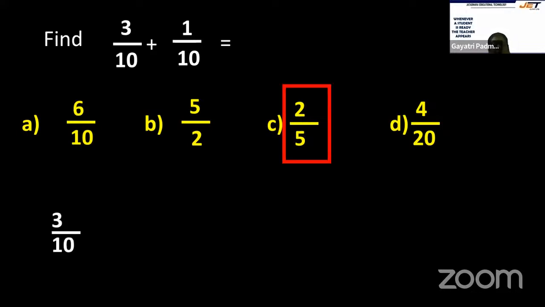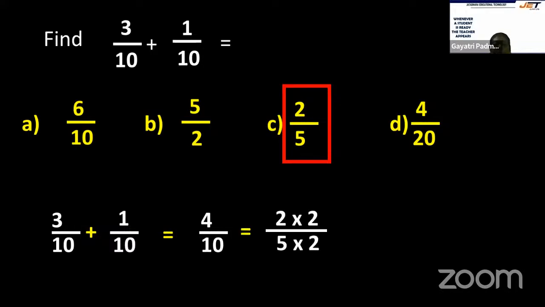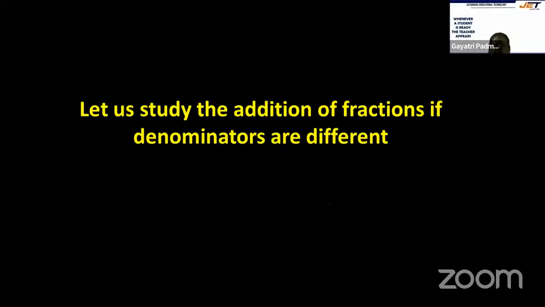All right, now since it's very simple, let's just quickly go through. 3 by 10 plus 1 by 10 is nothing but, since your denominator is same, your numerator can be added, that is 4 by 10. So now you are trying to bring it down as 4 by 10. 2 times table, 10 table will go in 5 as 2 times. So it becomes 2 by 5. So that is why option C is correct. All right, students, yes. See the next one.